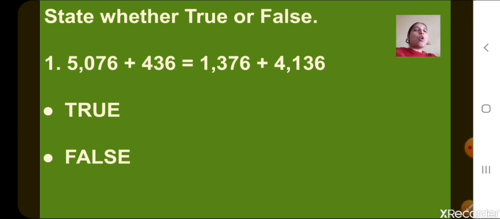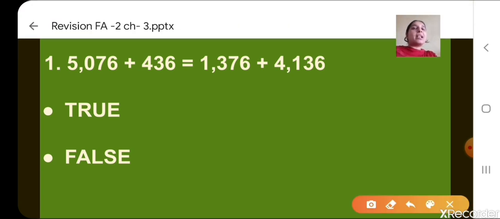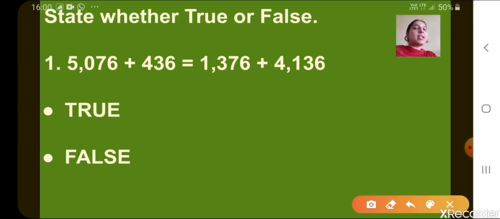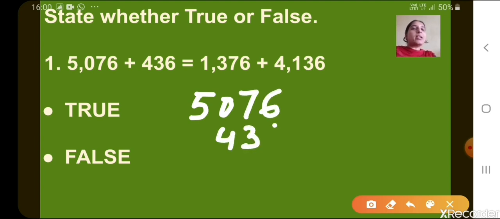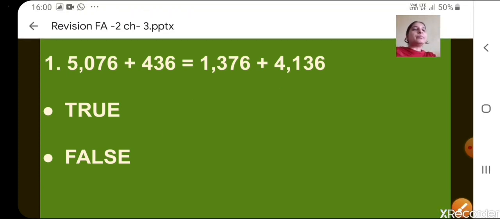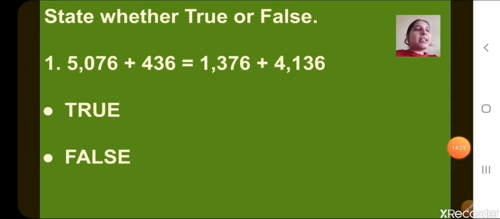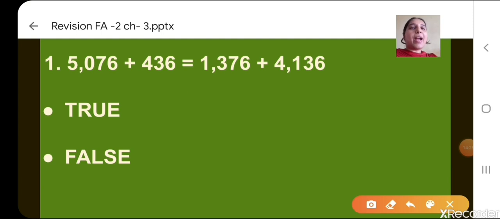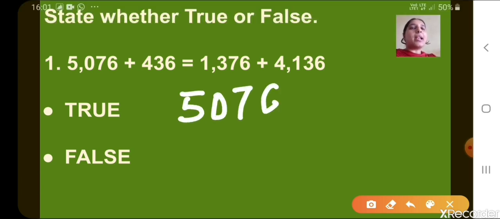Okay. Now let's move to the next question. State whether true or false. In this question you can see on both sides, left hand side and right hand side, a set of two addends is there. So let's find their sums, whether they are equal or not. So the first set of addends is 5076 and 436. So let's add them on the left hand side.